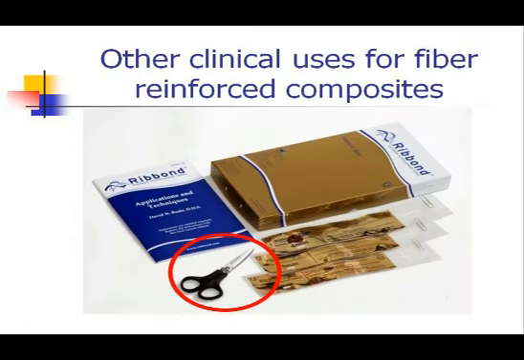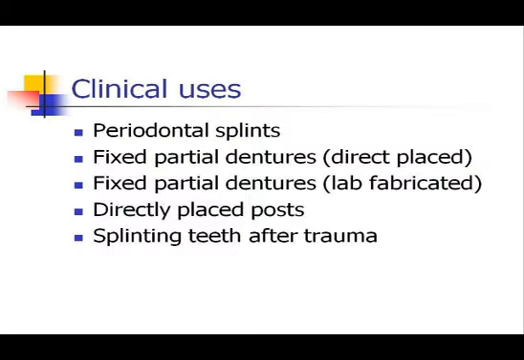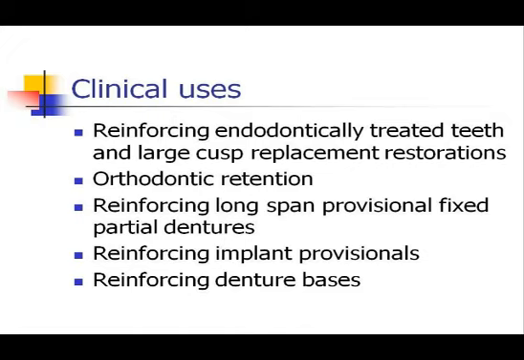There are other clinical uses for fiber-reinforced composites. These clinical uses include periodontal splints, as we've just discussed, fixed partial dentures that we place directly, but labs can fabricate fixed partial dentures. We can directly place posts using these fibers by placing them into the root canal using dual-cured composites. We can use this to splint teeth after trauma. Other clinical uses include reinforcing endodontically treated teeth and large cusp replacement restorations, placing the fiber into the pulp chamber up against the tooth within the pulp chamber.